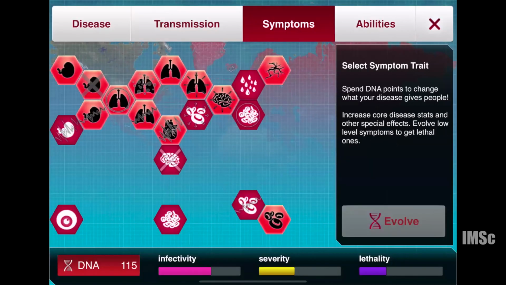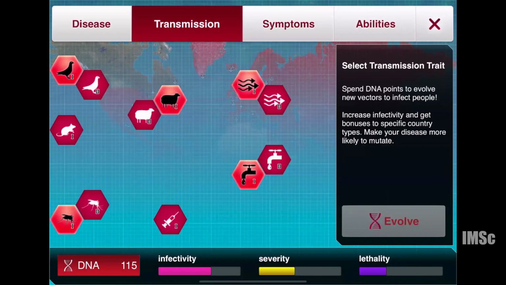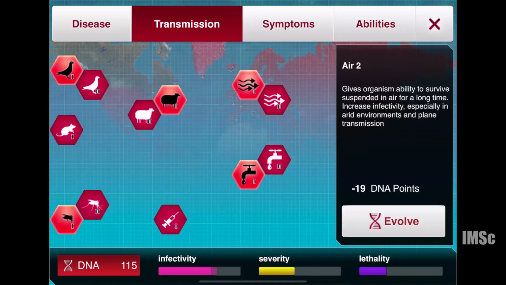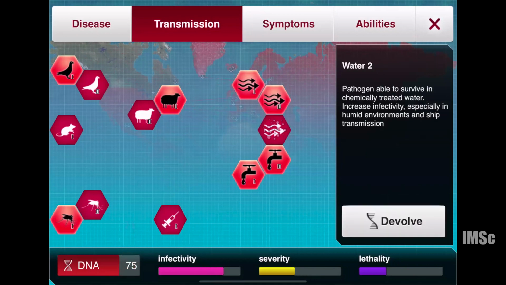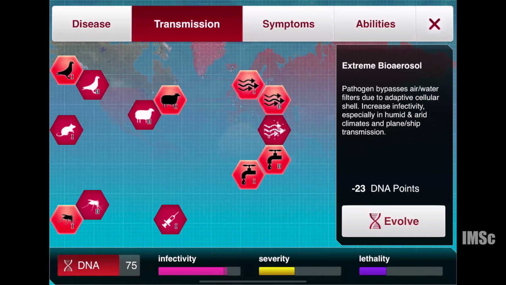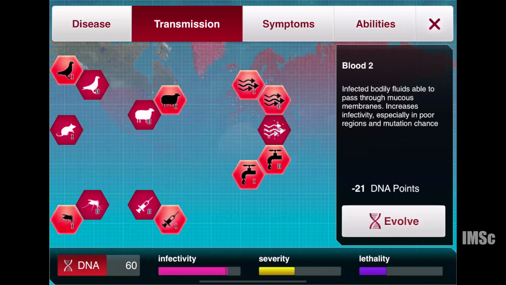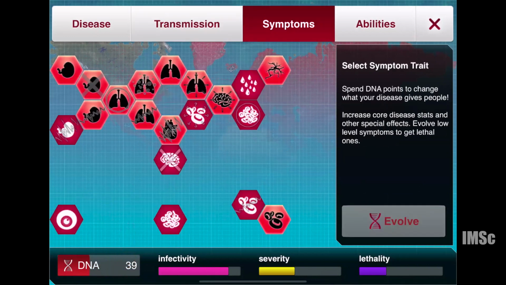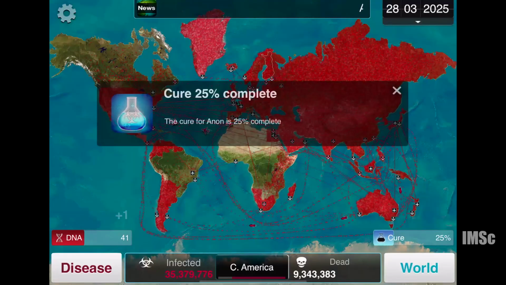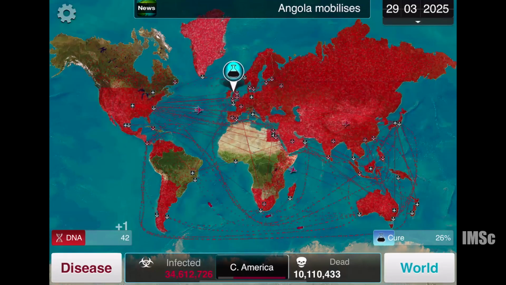Is there anybody saying anything in the chat that we should consider? Somebody wanted to make it more airborne and more waterborne. So part 2 of the water, and also maybe this blood thing. This blood thing actually helps it infect lots of people close to each other. Infected bodily fluid can transmit the virus. So hospital-borne infections, accidents, those kinds of things can also happen.